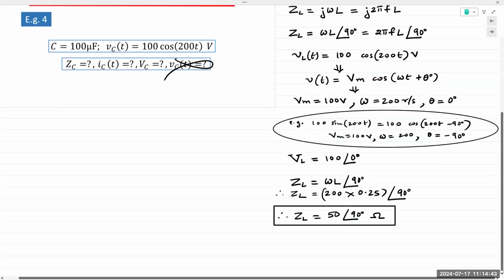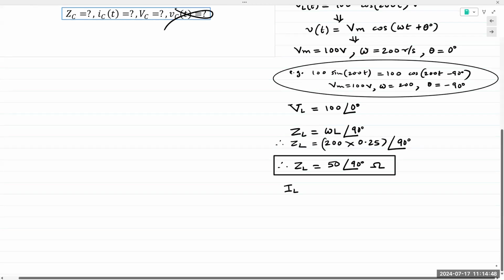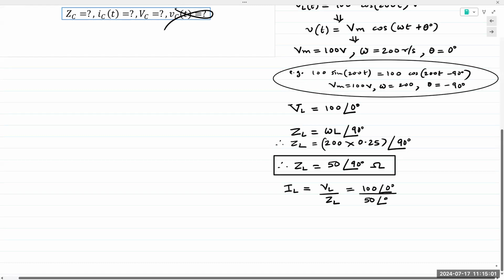And once you have that, you can directly write out IL. Phasor for IL would be VL divided by ZL. VL is 100 with an angle of 0. ZL is 50, 90 degrees. This becomes a vector with a length of 2 and a phase angle of minus 90 amps.